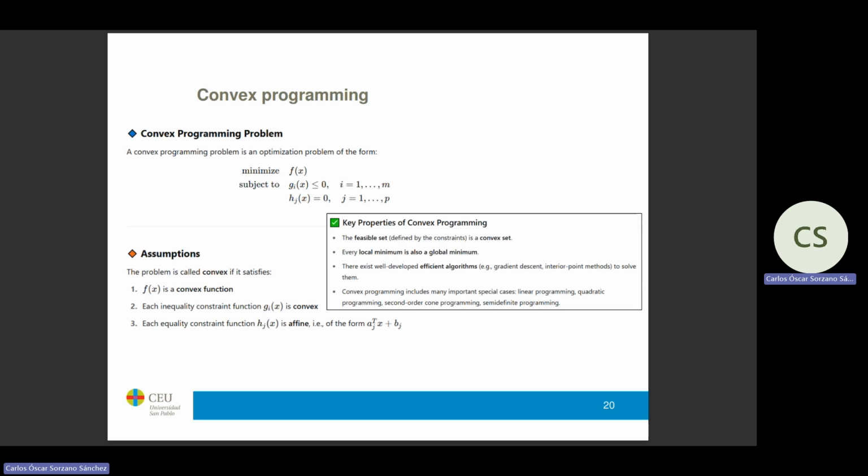And these are some of them: gradient descent, interior point methods, and some of the relatively important special cases, linear programming, on which we will have a whole lecture. Linear programming is a particular case of convex programming. So if you find a local minimum in a linear program, you're going to know that that is the global minimum. Quadratic programming. So there is a family of programs that are particular cases.